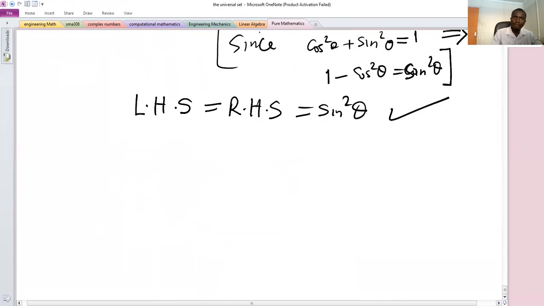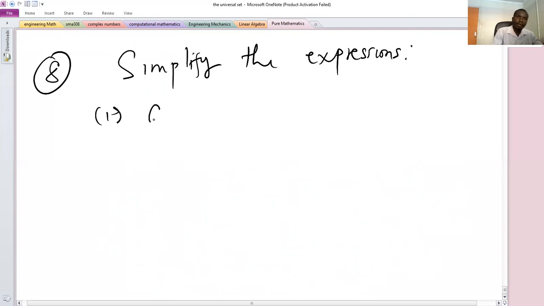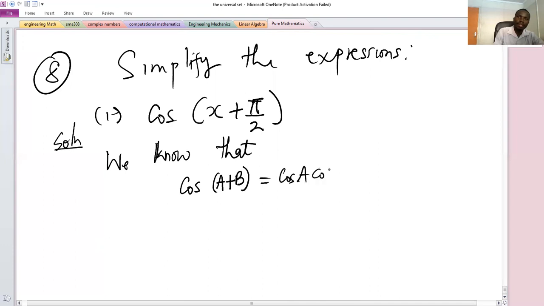Lastly, number 8, simplify the expressions. So Roman 1, cosine of x plus pi over 2. Remember, pi over 2 is the same as 90 degrees. Now, by definition, we know that, so solution. Cosine of a plus b is given by cosine of a, cosine of b, minus sine of a, sine of b. So our a will be x, our b will be pi over 2.